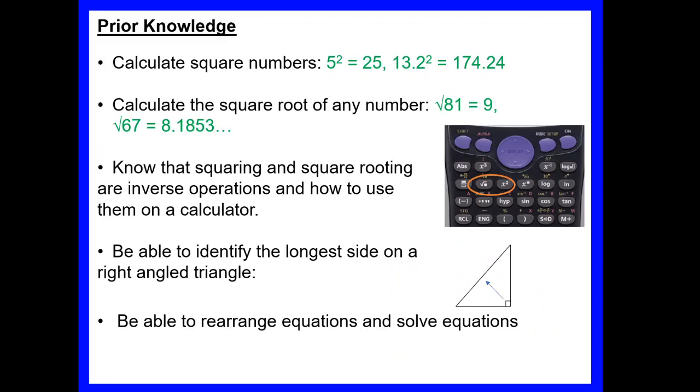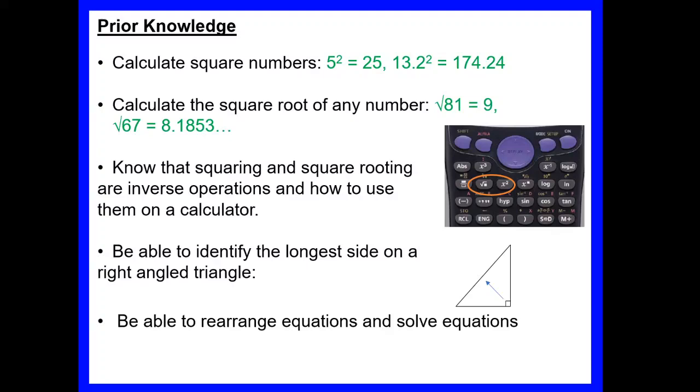Before we start then, let's just check our prior knowledge. You do need to be able to calculate with square numbers. I've given some examples there. You need to be able to calculate the square root of any number. You should know that squaring and square rooting are inverse operations and how to use them on your calculator. Again, if you've got your Casio calculator, this is your square root button and your square button there. Make sure you know where they are and how to use those.